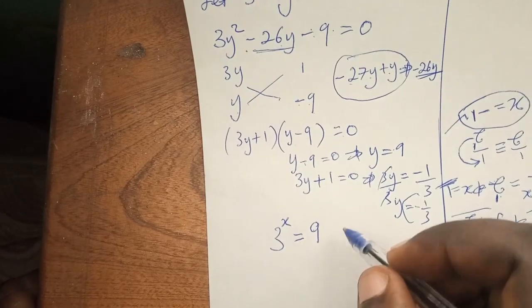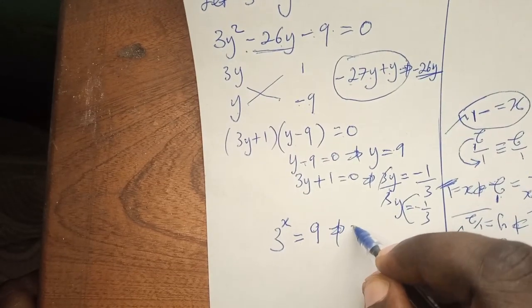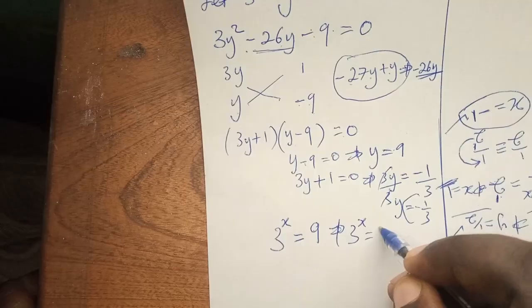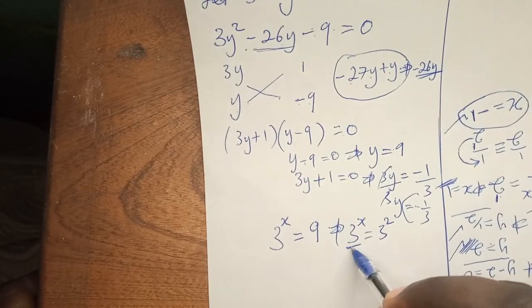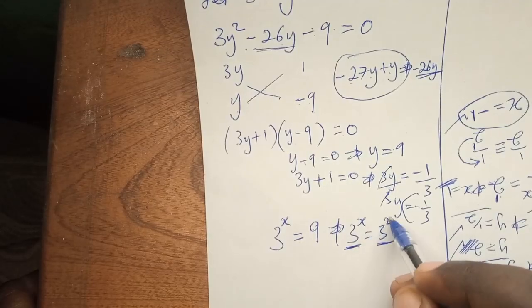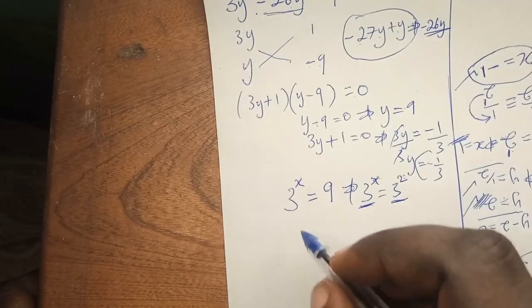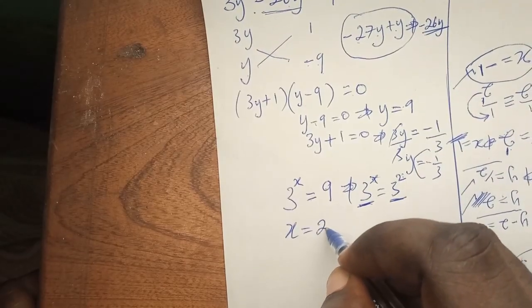So 3 to the x will be the same as 3 squared, because 3 squared is 9. And since the bases are the same, then the powers must also be the same. So x in this case is equal to 2. In other words, x is equal to 2.